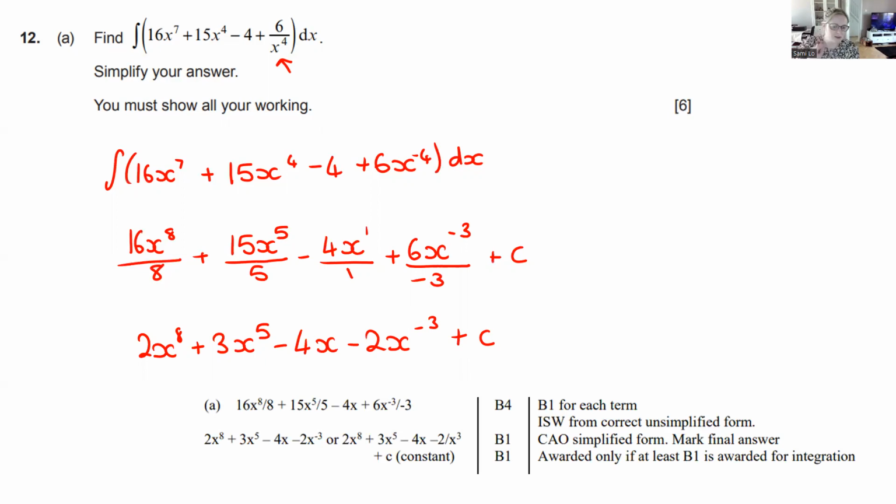Okay, just double checking now. So we get 4 marks, so 1 mark for each bit. So 16x to the 8 over 8, done. 15x to the 5 over 5, done. Minus 4x, done. And minus 6x, fab. So I got 4 marks straight away there. Then I had a mark for simplifying it down. So I did the first line, 2x to the 8 plus 3x to the 5 minus 4x, minus 2x to the minus 3. And then plus c gave me another mark. So that was my 6 marks for that question.